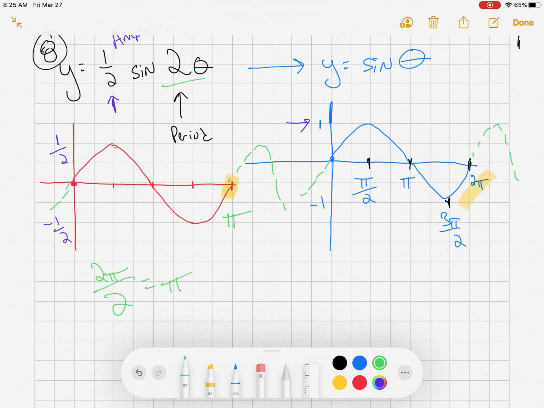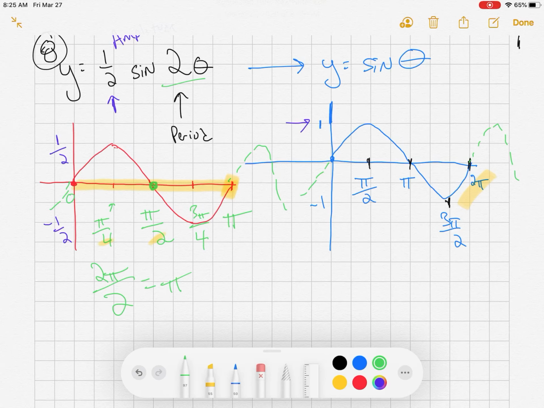And now we have to think about this logically. Well, what's this point going to be? It's halfway between 0 and pi. Again, this whole thing takes pi to repeat itself. So halfway between 0 and pi is going to be pi over 2. So this point then is now pi over 4. Think about it. If this one is pi over 4, this is pi over 2, what is this one going to be now? Well, that one is just going to be 3 pi over 4.